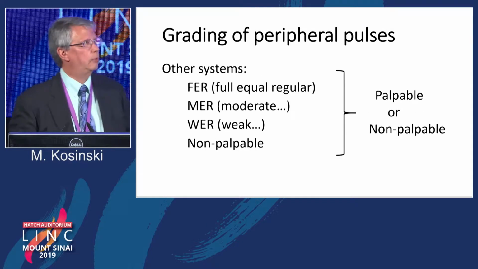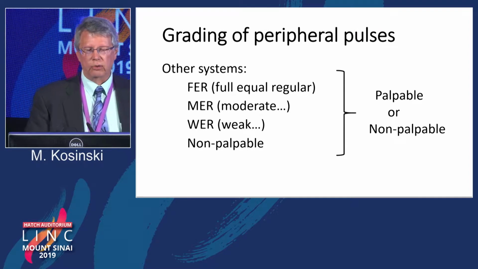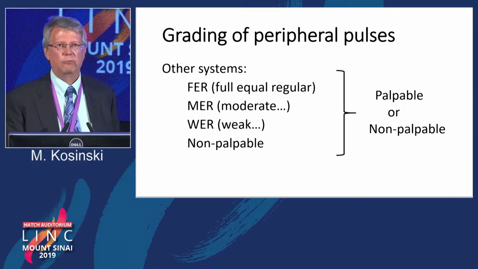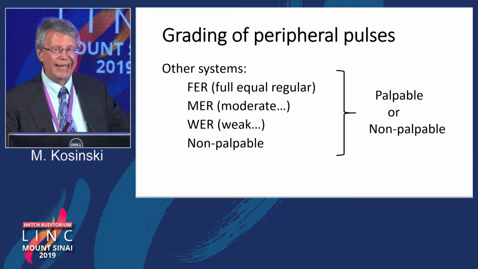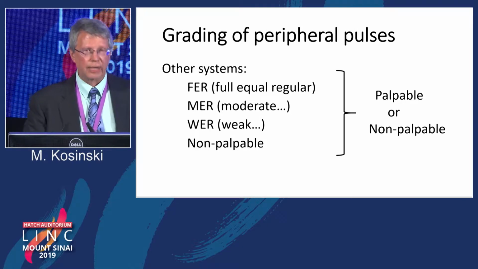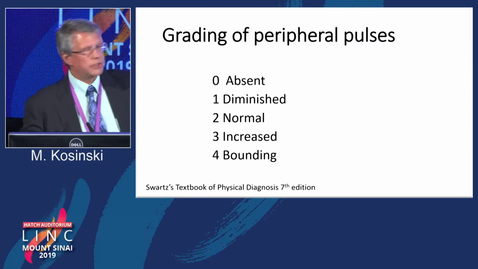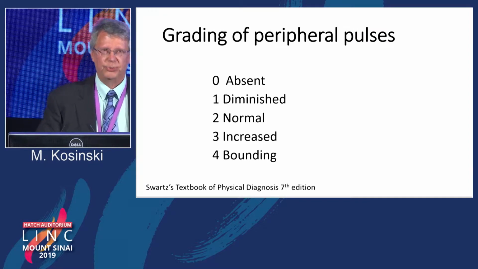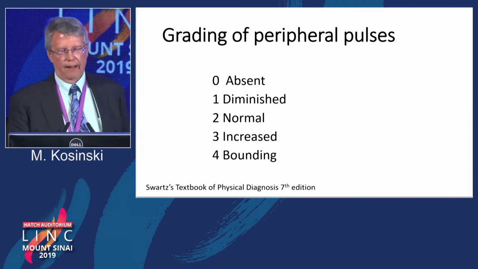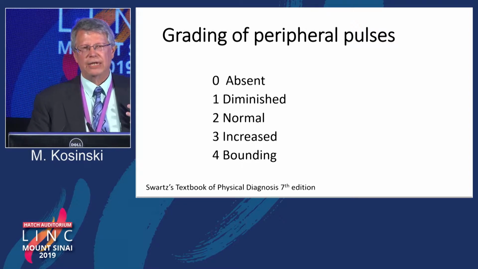So when I was a student, this was a system that we used, right? It was either full equal and regular, moderate equal and regular, weak equal and regular, or non-palpable. I've worked with vascular surgeons who don't go by any other scale other than it's either present or it's absent. And this is the scale that we use at the college, right? This is from Schwartz's textbook, the current textbook, which you should all have purchased. Right, so 2/4 is our normal. But again, it's very subjective.